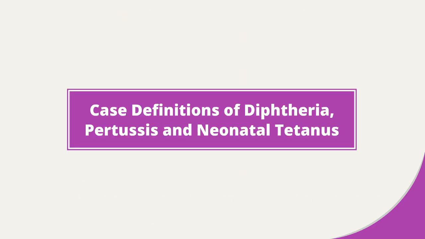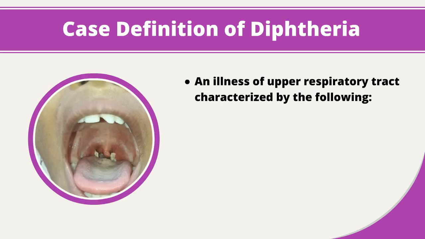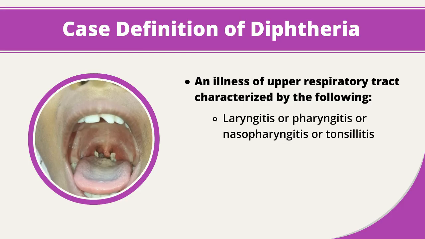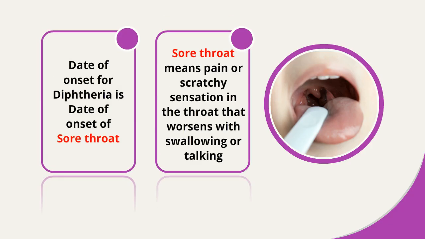CIF has to be filled for all the cases fulfilling the case definition criteria for the disease as mentioned in coming slides. Diphtheria is an illness of upper respiratory tract categorized by laryngitis or pharyngitis or nasopharyngitis or tonsillitis and adherent membranes on tonsils, pharynx and/or nose. Date of onset for diphtheria is the date of onset of sore throat.